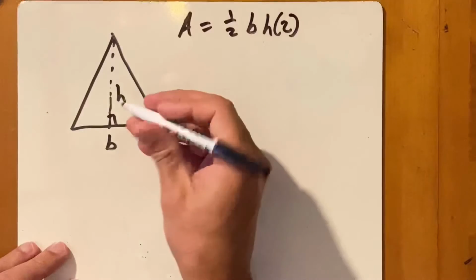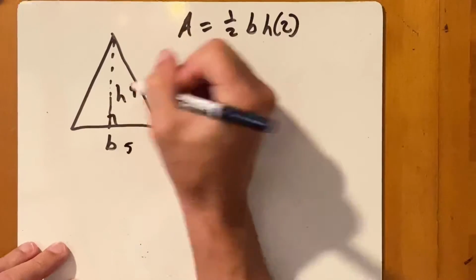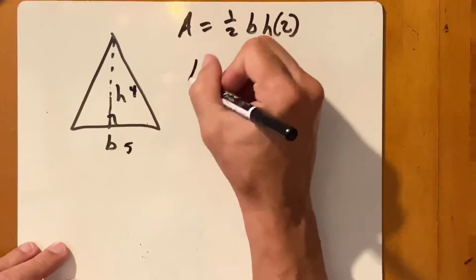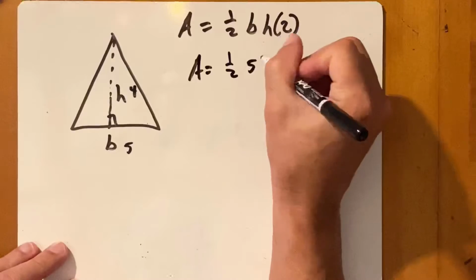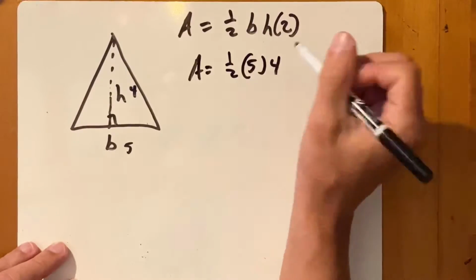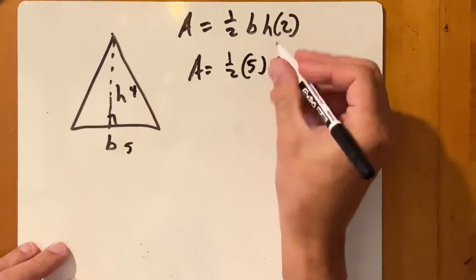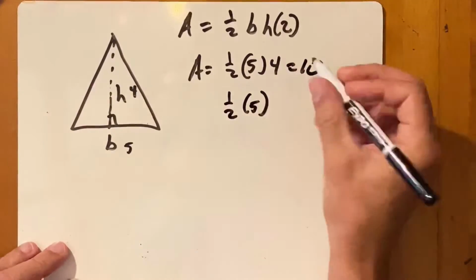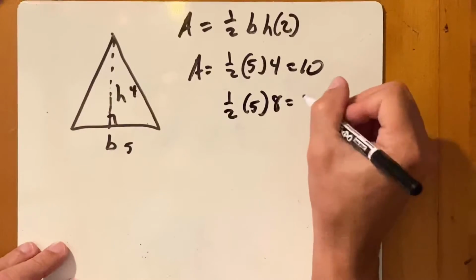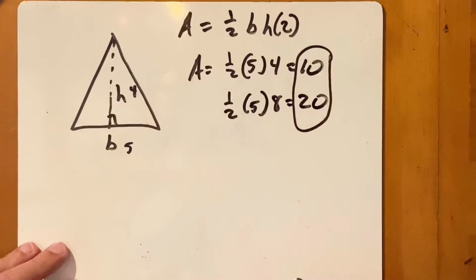All right, so for example, let's say the base is 5 and the height is 4. So let's go ahead and put that in. The original area would be 1/2 times 5 times 4, which would equal 10. But if I double the height and make the height 8, now I've got 1/2 times 5 times 8, and I've got an area of 20. So as you can see there, it just simply doubles the area.